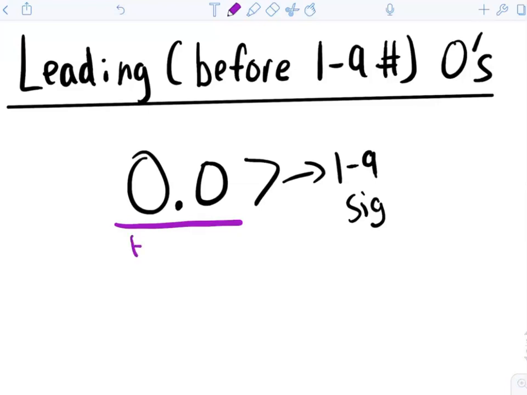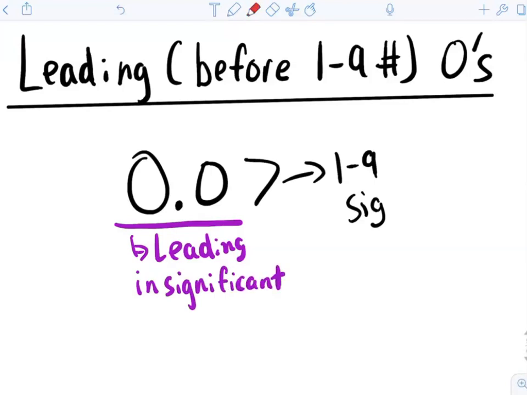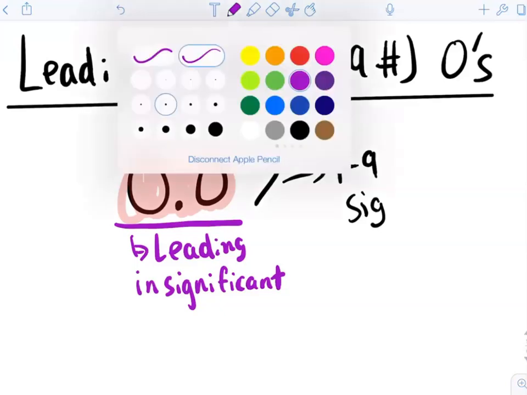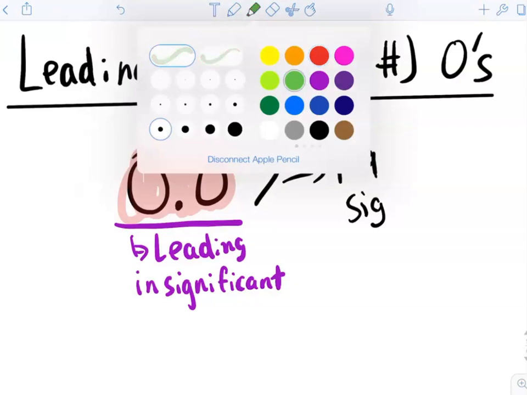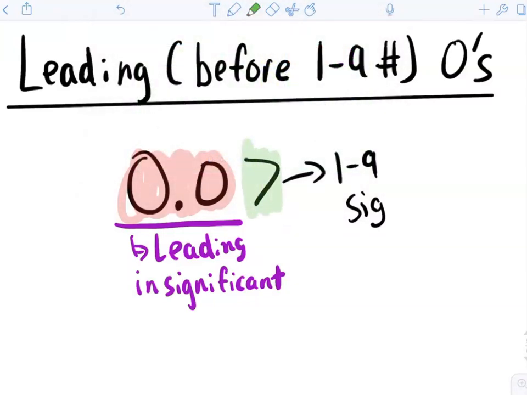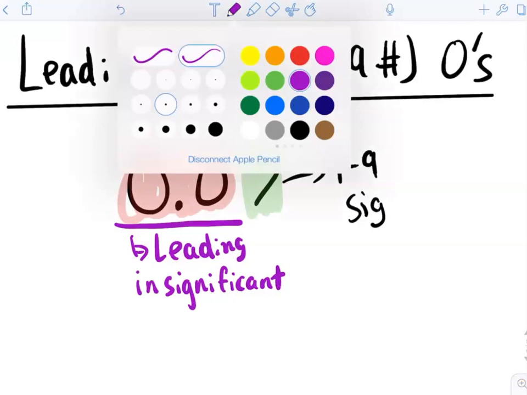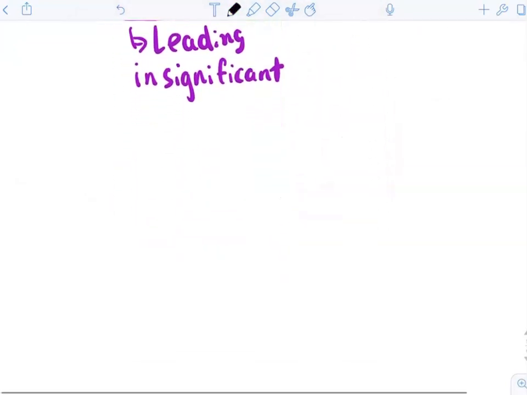So these are leading, so they are insignificant. And that decimal does not affect these leading zeros. So whether that was there or not, it doesn't affect them. Typically, you would see the decimal like that, but just know it's okay. So here we have 1 sig fig total.